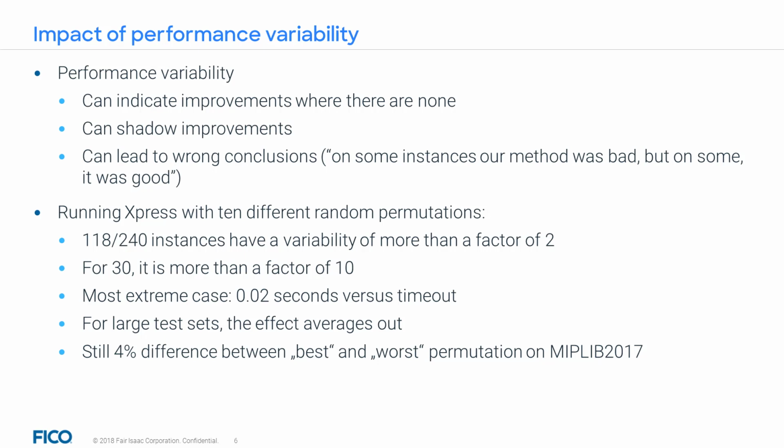Hence, when doing comparisons, performance variability should always be taken into account. A first simple countermeasure is to use big test sets, which makes it more likely that positive and negative outliers caused by variability cancel out.